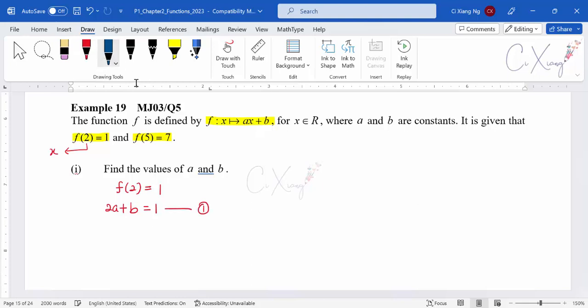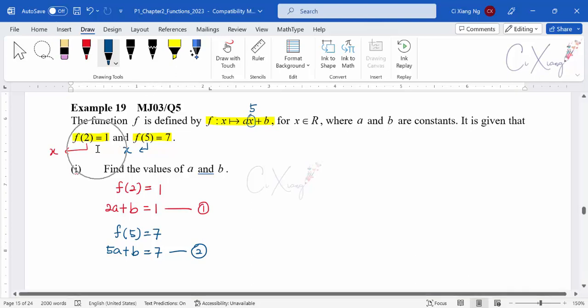Then for the second equation, f(5) equals 7, which means I substitute x by 5. So for f(5), the x here becomes 5. I have 5a plus b, which equals 7, and this is my second equation. From here, you can see that by using the information given, I get two equations. We can solve these two equations simultaneously to get the values of a and b.